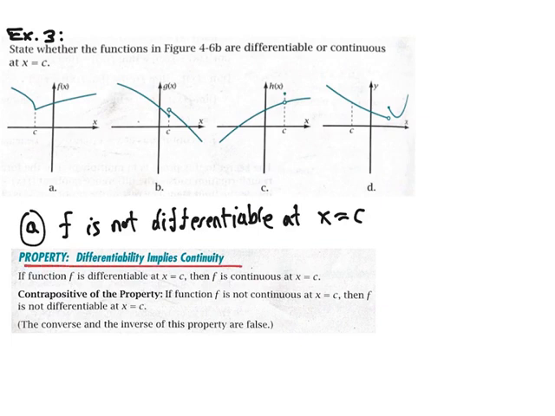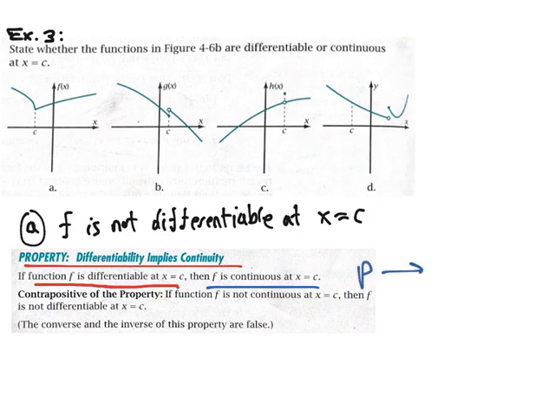In this particular case, our property will not help us. We can't apply this property because it can only be used if you know that the function is differentiable at x is equal to c, then you can conclude that the function is continuous at x is equal to c.